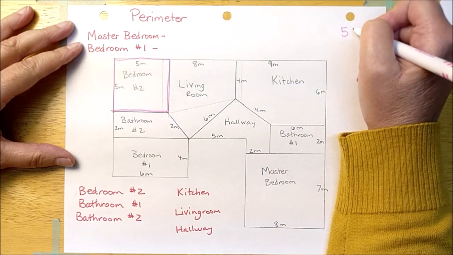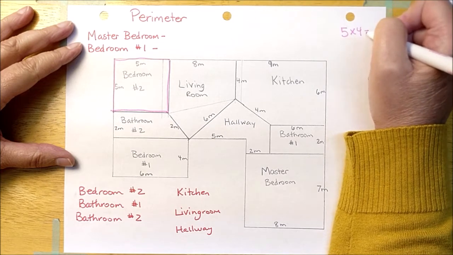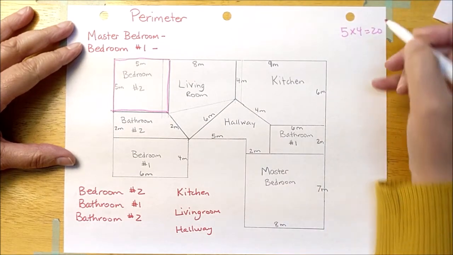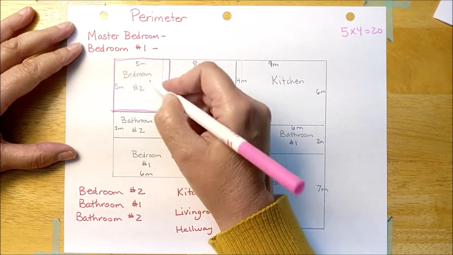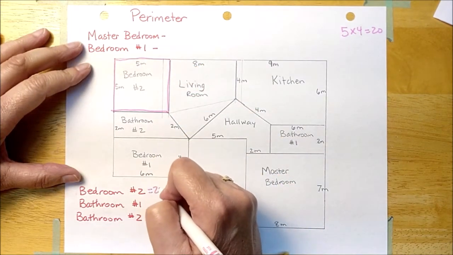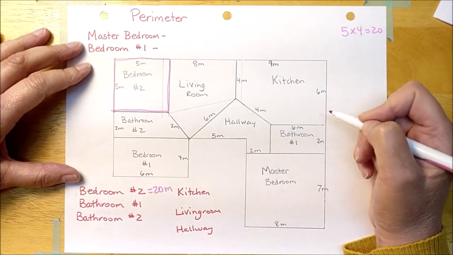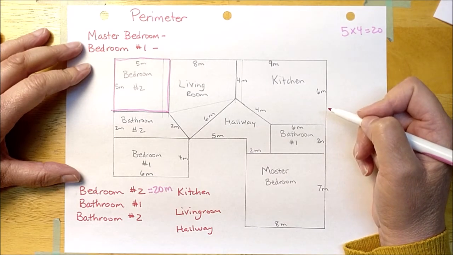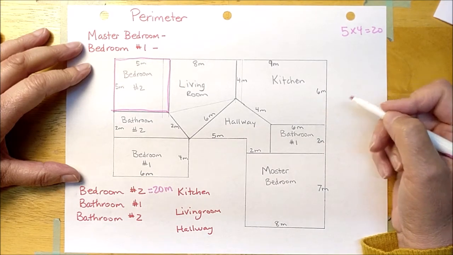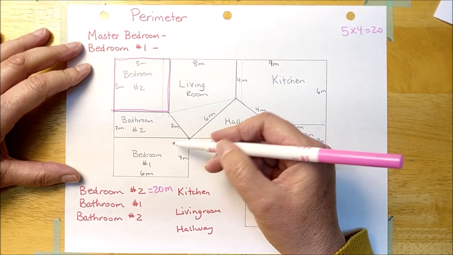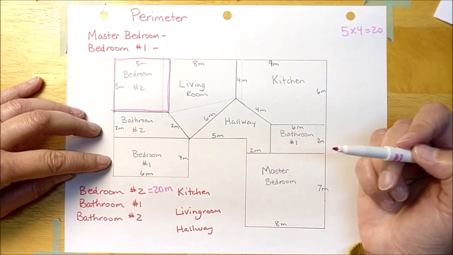That's a square, actually, so it would be 5 times 4, which would make 20 meters. So bedroom number 2 is 20 meters. That's the perimeter, the distance around the outside of bedroom number 2. I'm going to go to bedroom number 1 next. I think I'll go there.